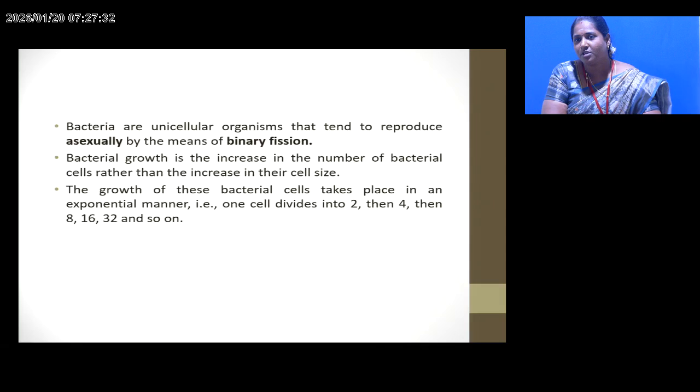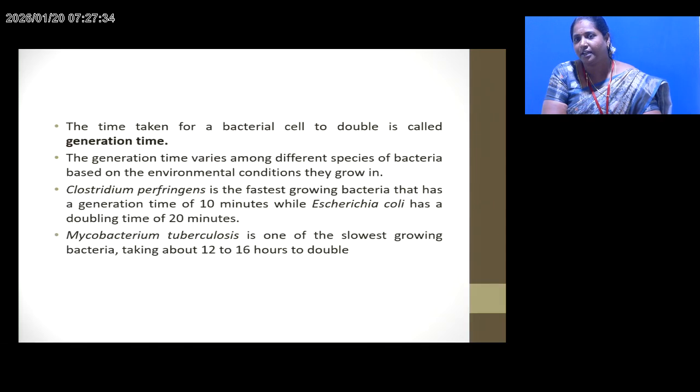Bacteria are unicellular organisms. The time taken for a bacterial cell to double is called generation time. The generation time varies among different species of bacteria based on the environmental conditions they grow in. Clostridium perfringens is the fastest growing bacteria and the slowest bacterial growth is Escherichia coli. Mycobacterium tuberculosis is one of the slowest growing bacteria, taking about 12 to 16 hours to double.